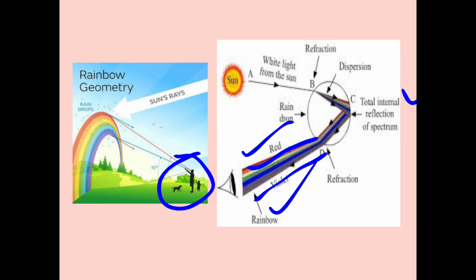Now I hope you got the concept of the rainbow and dispersion of light and refraction through the glass prism. Okay, thank you.